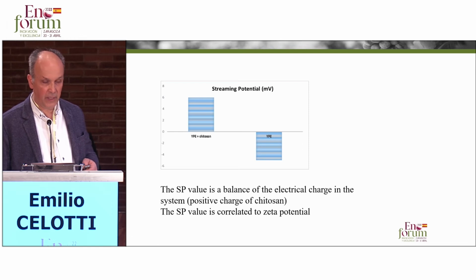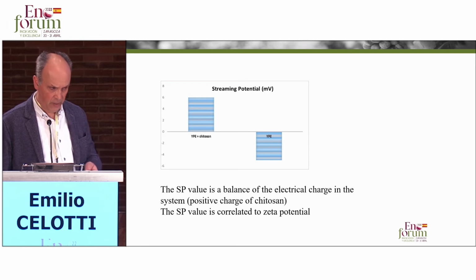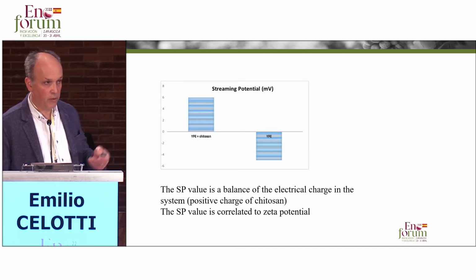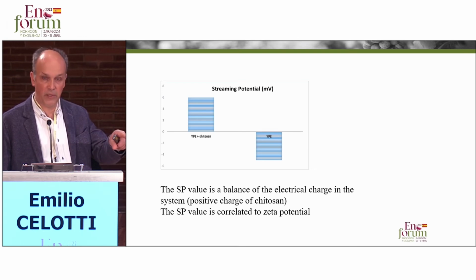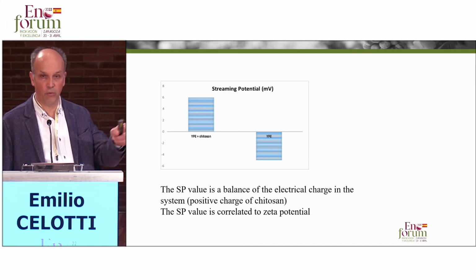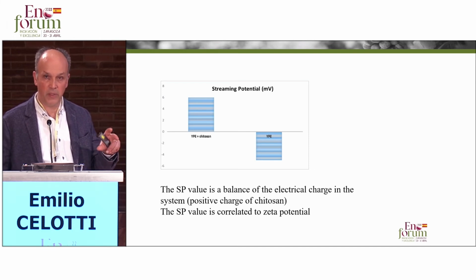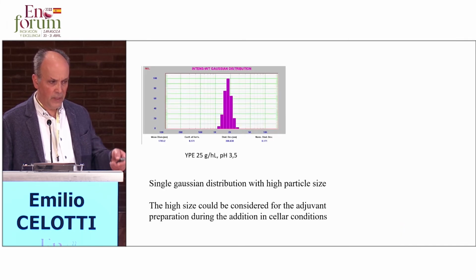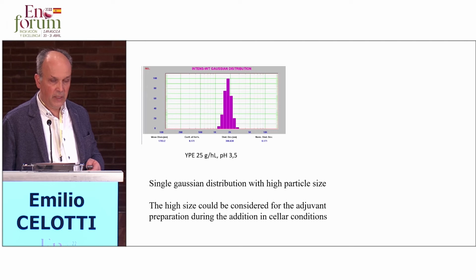Using other tools, we can measure the streaming potential in order to measure the electrical charges. And we see that we have a product with chitosan where we can see a positive charge, a very high one. This is a charge balance, and we see how chitosan contributes. It's a mixed product, so it's very important to measure mixed products and their characteristics.